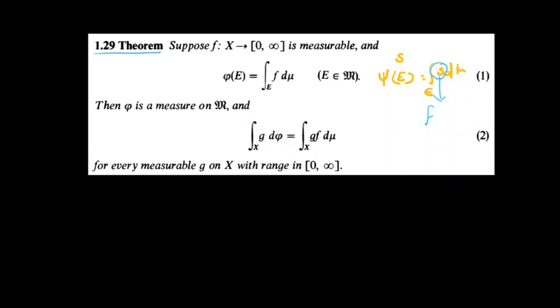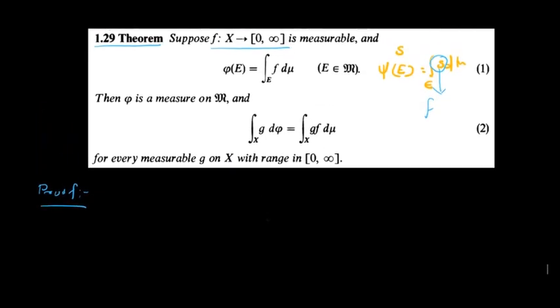So the theorem says that suppose f from X to the closed interval [0, infinity] is measurable, and psi of E equals the integral over E of f d mu, where E belongs to M. Then psi is a measure on M. And also the integral over X of g d psi is equal to the integral over X of g f d mu for every measurable g on X with range in the closed interval [0, infinity]. So we prove this theorem.